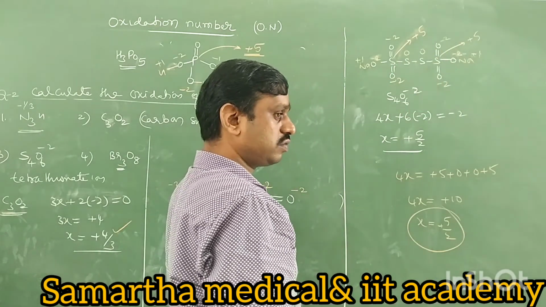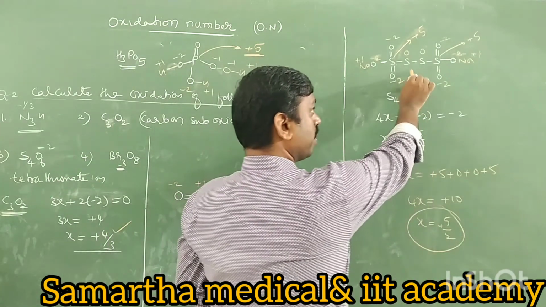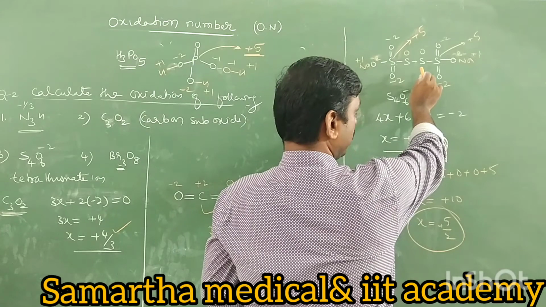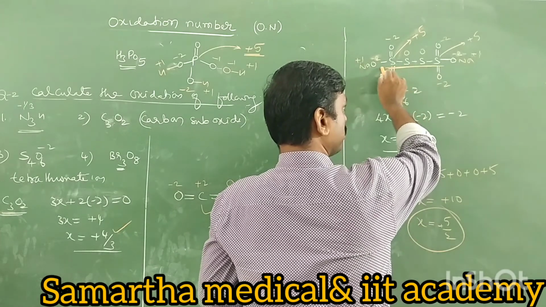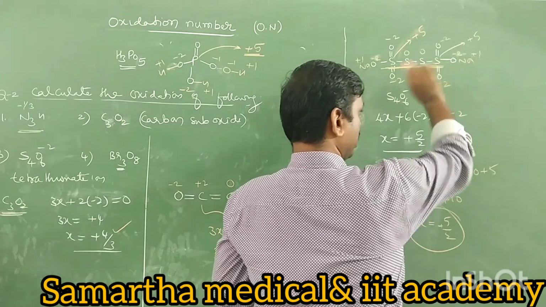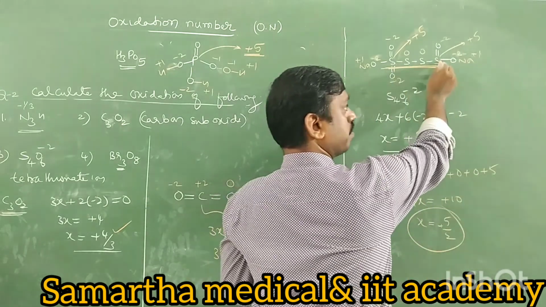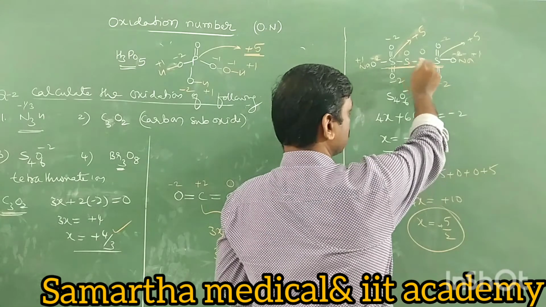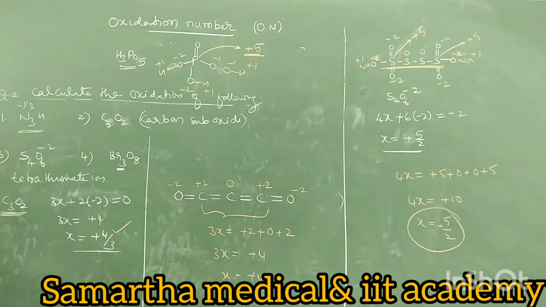Then there was one previous question. In this molecule there are 4 sulfur. Do the 4 sulfur have the same or different oxidation states? Different. 2 sulfur have plus 5 and 2 have 0. So this is possible with structure only.